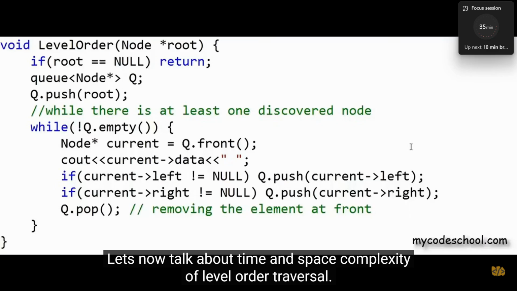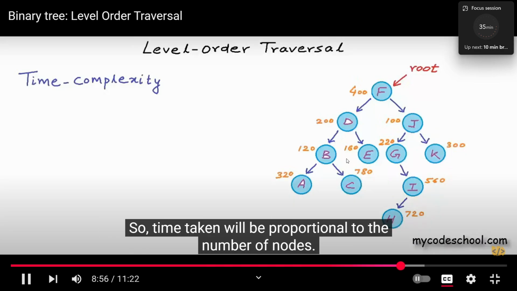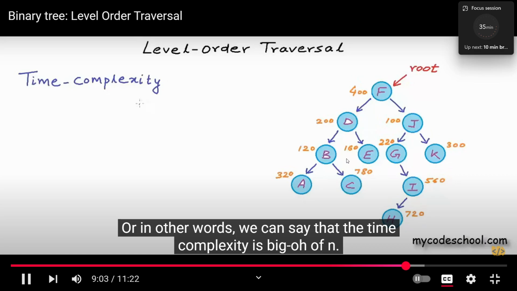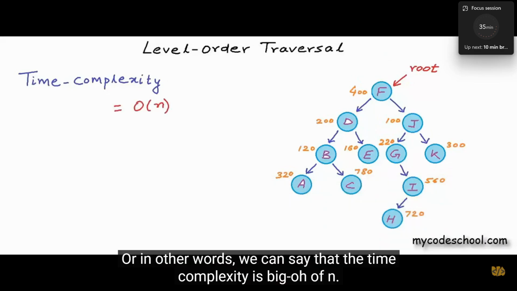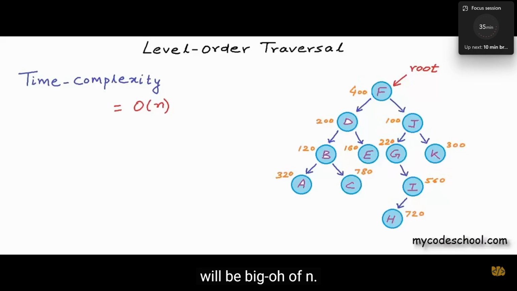Let's now talk about the time and space complexity of level order traversal. If there are n nodes in the tree, and in this algorithm a visit to a node is reading the data in a node, so the time complexity is big O of n. For all cases, irrespective of the shape of the tree, the time complexity of level order traversal will be big O of n.